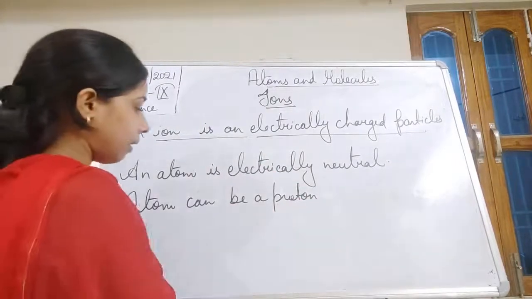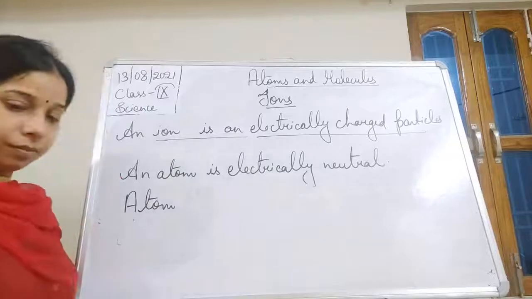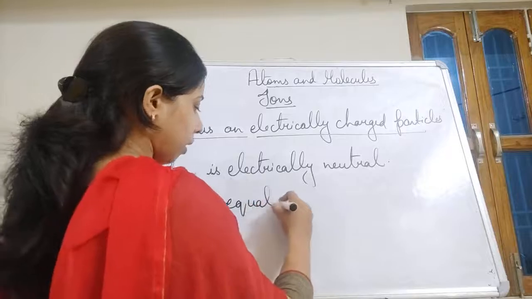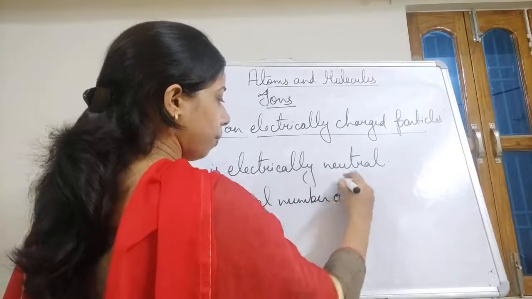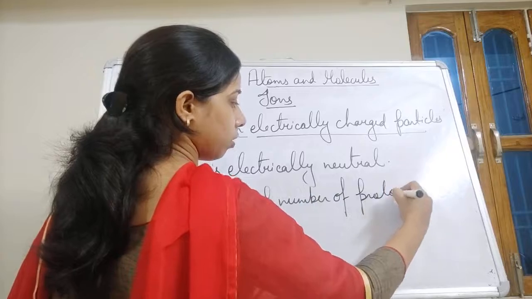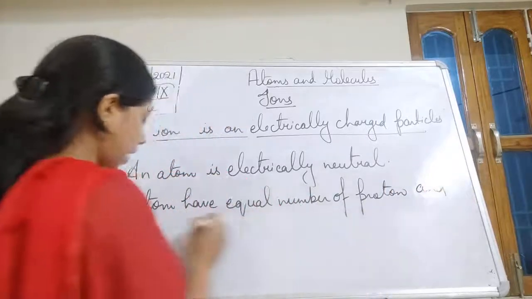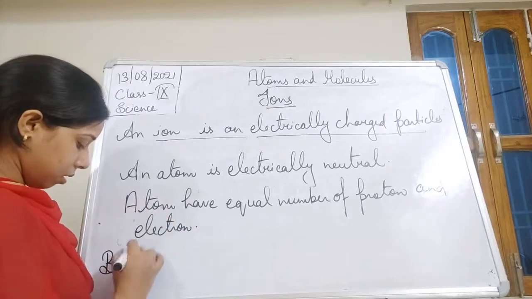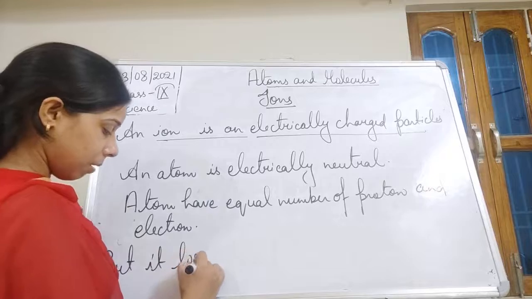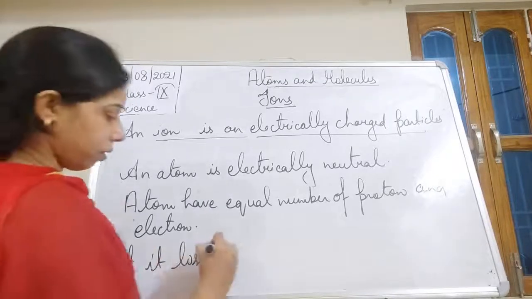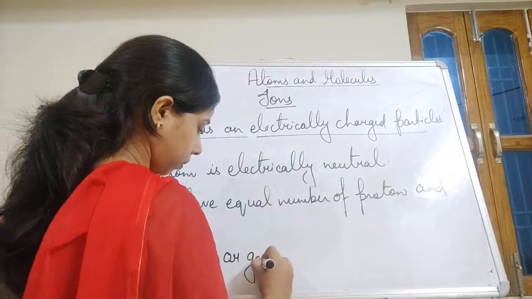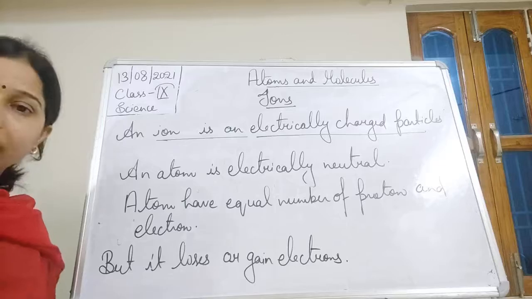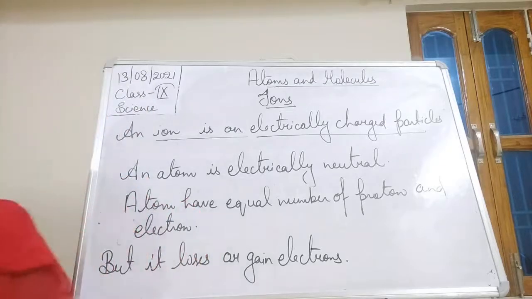Actually, we can write here that an atom has an equal number of protons and electrons, but it loses or gains electrons. Now let us see what happens when it loses electrons, and what happens when it gains electrons.